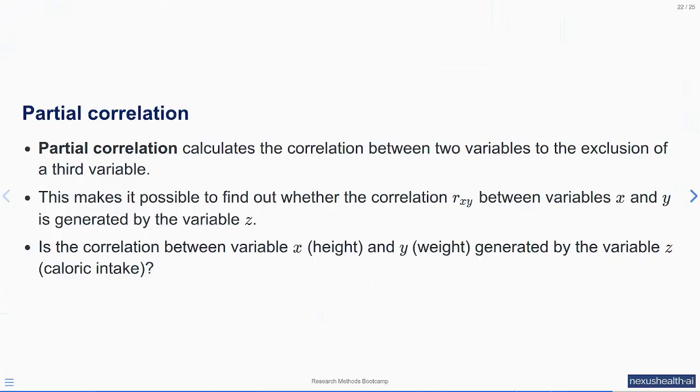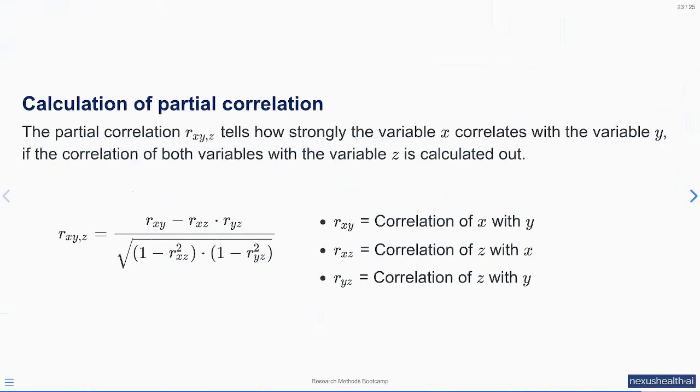And so partial correlation helps us to calculate the correlation between two variables to the exclusion of a third variable. It makes it possible to find out whether the correlation Rxy between variables x and y is generated by the variable z. In the correlation between variable x, height, and variable y, weight, is the correlation generated by the variable z, which is caloric intake? Partial correlation helps us to be able to answer this question.